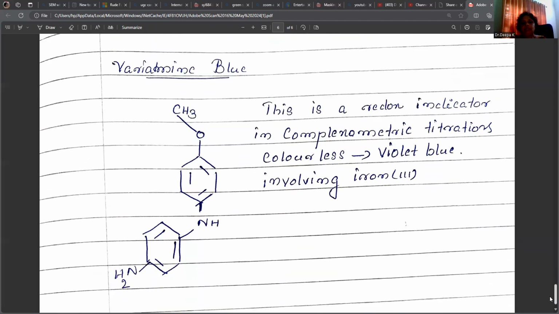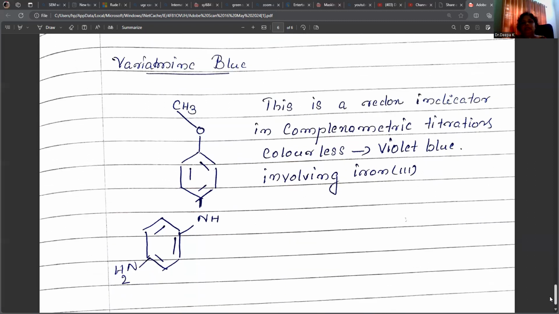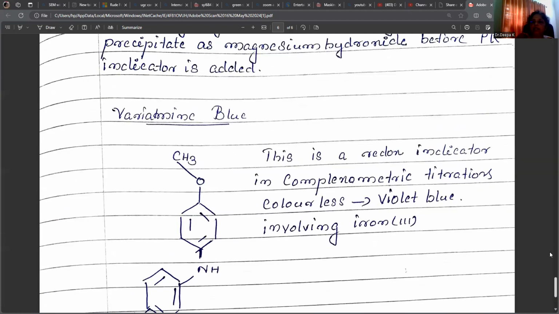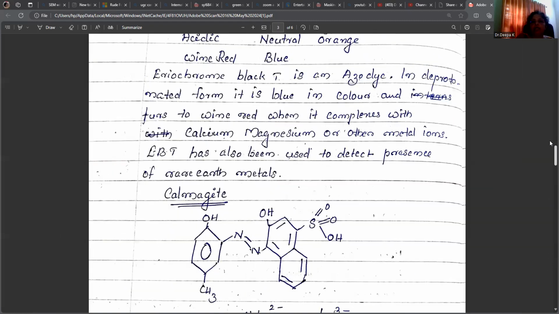And variamine blue, which has a structure like this, is also used as a metal ion indicator for iron. For iron 3, this is a redox indicator which can be used in complexometric titrations, and it changes from colorless to violet blue, and this can be used for complexometric titrations involving the estimation of iron. That's all about the complexometric indicators or metal ion indicators.